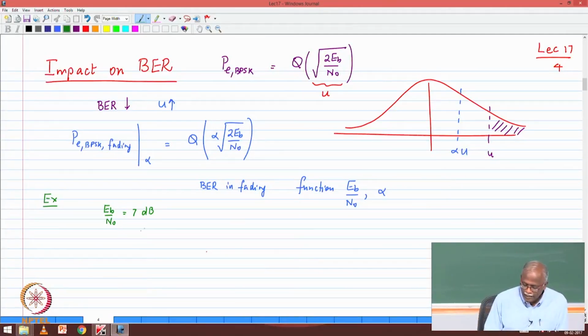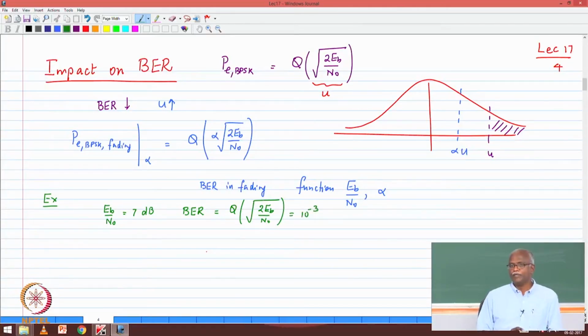At a nominal value of 7 dB Eb by N naught, you will get a bit error rate given by Q of the square root of 2 Eb by N naught. This will be 10 power minus 3, and that's a very useful number to remember. 7 dB, 10 power minus 3. It's a good checkpoint. Anytime somebody shows you a BER graph, just do a quick visual check. If it's shifted to the right or to the left, you know that there is an error. So this is a good standard reference point.